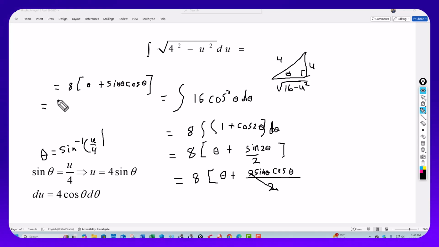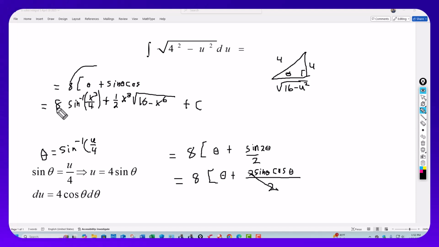So this is equal to 8, and I'm going to replace theta by sine inverse of u over 4. But we have to go back to the original variable, so remember that u is equal to x to the third. I'm going to write this as x to the third over 4. And then plus sine theta, which is x cubed over 4. And cosine theta from the triangle is the square root of 16 minus u squared, over 4. But remember u again is x to the third; you square it, you get x to the 6. And that's over 4, so this gives me 4 times 4, 16. But remember, it's being multiplied by 8 here, so it would be 8 over 16, which is 1/2.